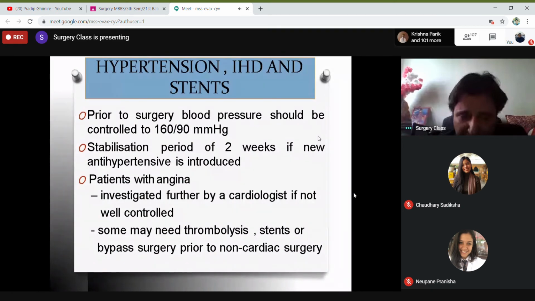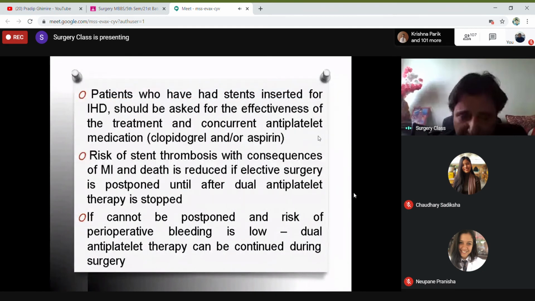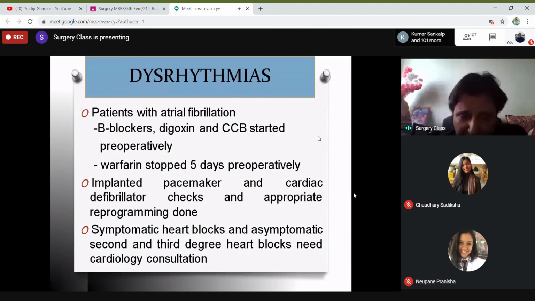The patient with a stent will usually be on some antiplatelet drugs, or Ecosprin, which is used for thinning of the blood. So the history has to be taken, and if they are taking any of these, then it has to be stopped. I'll talk about that later.